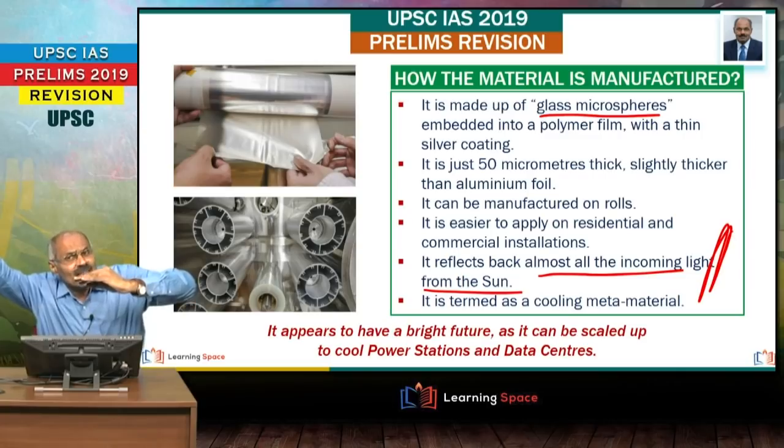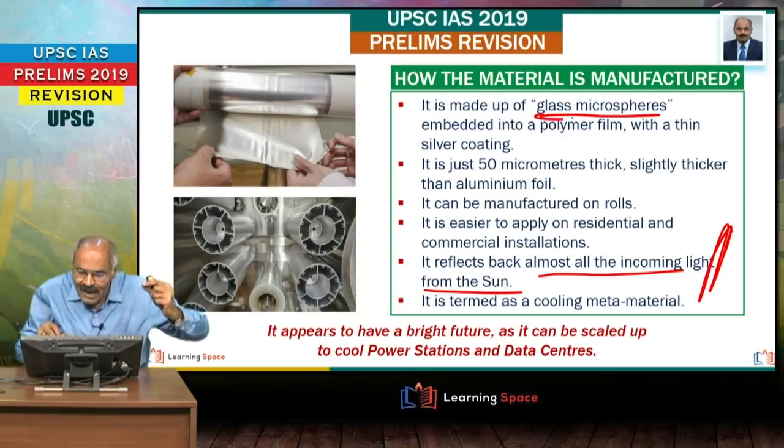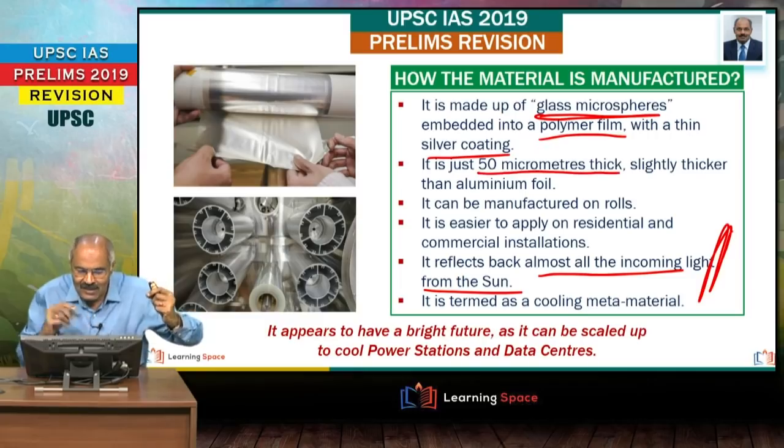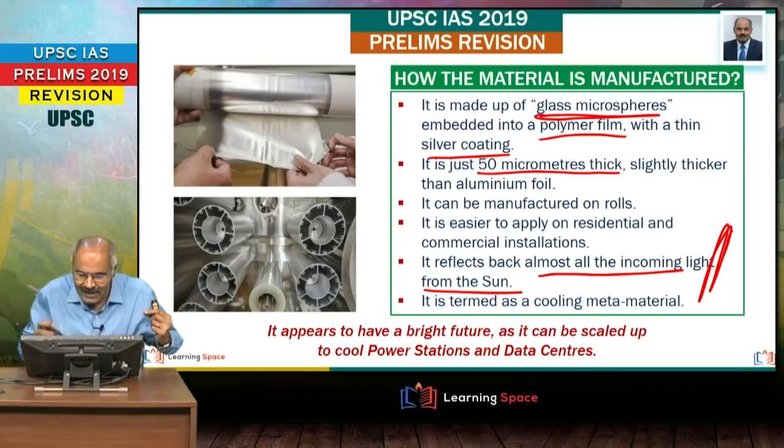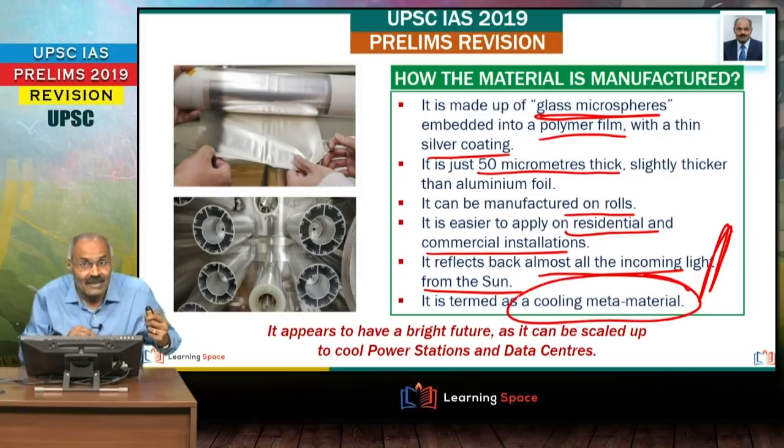So friends, the material we are talking about is this glass microspheres. These are embedded into a polymer film with a thin silver coating, right? It is just 50 micrometers thick, slightly thicker than aluminum foil, and it can be manufactured on rolls. Therefore this can be easily applied on residential and commercial installations. So this is called cooling metamaterial.